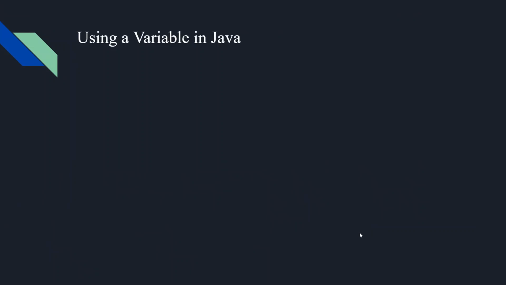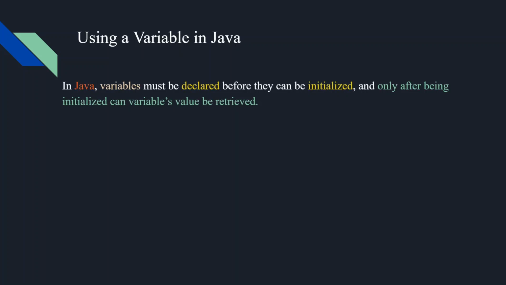Now that we understand variables and variable types, let's talk about how to use a variable in Java. As a disclaimer, many languages differ on how they implement variables. So while I will highlight some major differences in C languages or Python, some of this information may be invalid in other languages. In Java, variables must be first declared, then initialized, and only after initialization can the value of a variable be retrieved.